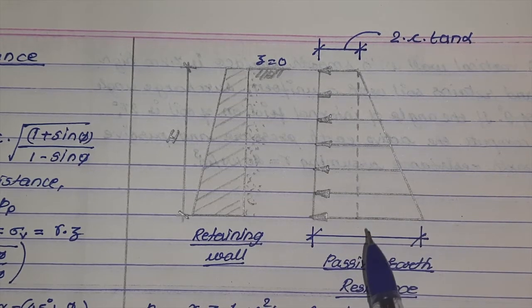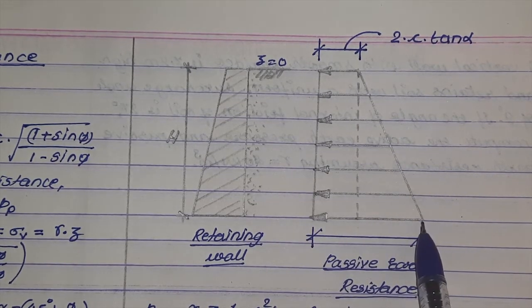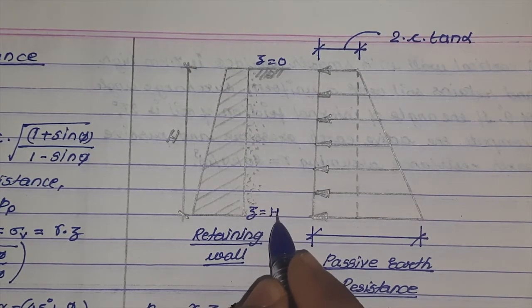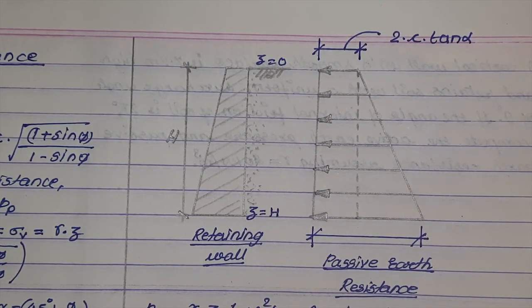Alright, now we will come to the base of the wall where z is equal to H. So, z is equal to capital H. Let us try to derive the formula.